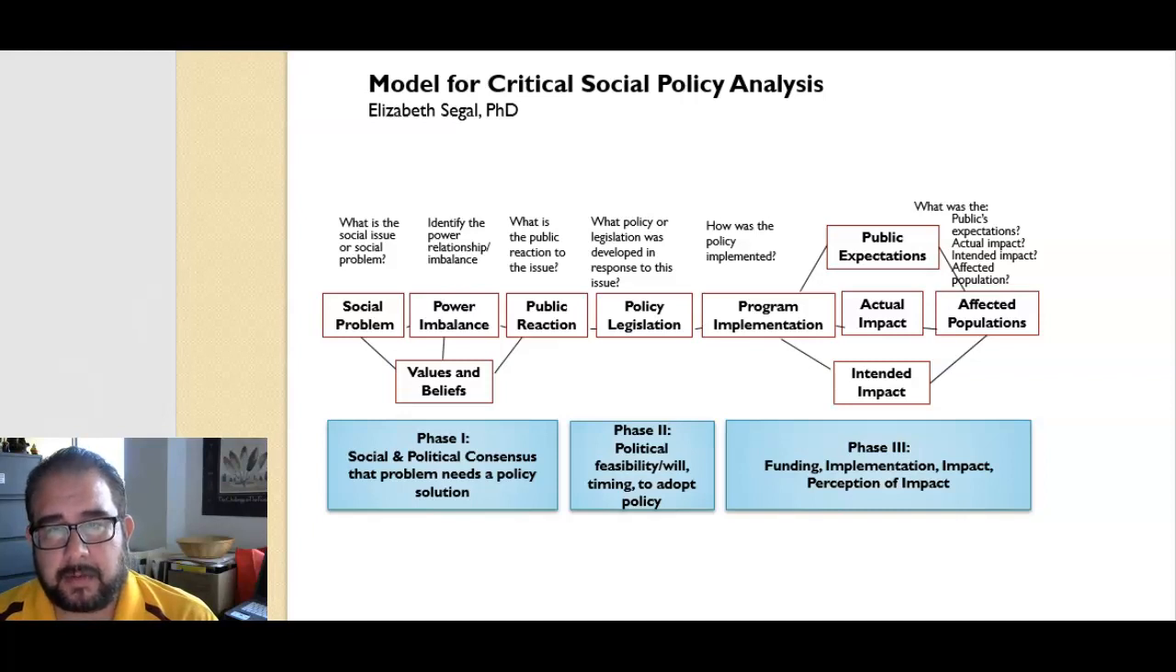Here's a model for critical social policy analysis. So underneath this, we put the 3 different phases. Phase 1 is social and political consensus that the problem needs a policy solution. Phase 2 is political feasibility and will, timing to adopt the policy. And 3 is funding, implementation, impact, and perception of impact. And so you can see over the course of this 8-step process, the policy gets delivered and impacts the affected populations. Now, did it go as planned? Did it reach its intended impact? And were there some unintended consequences as well?